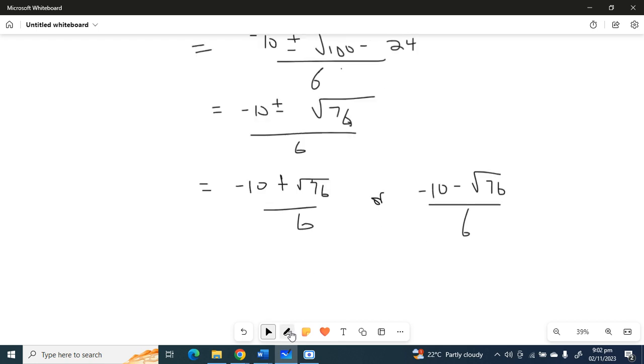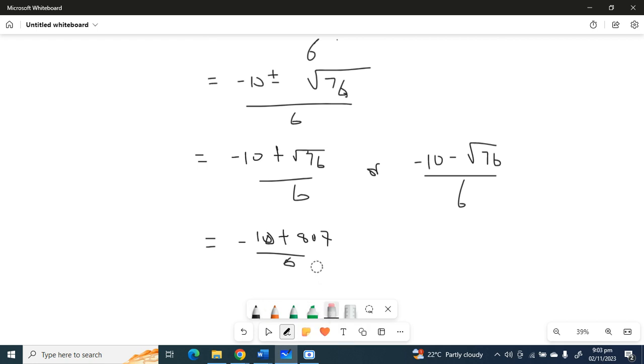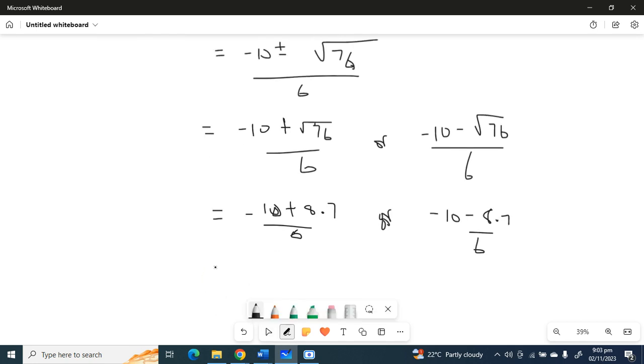Okay, 8.7. So negative 10 plus 8.7 divided by 6. Do not worry, in your tests, if they bring such questions, you'll be able to find x equal to 2, x equal to 3, whole numbers, unless the teacher wants you to suffer, then he'll bring this type. Then we have negative 10 minus 8.7 divided by 6. I need both values to one decimal place.